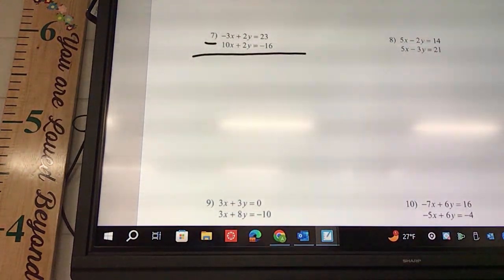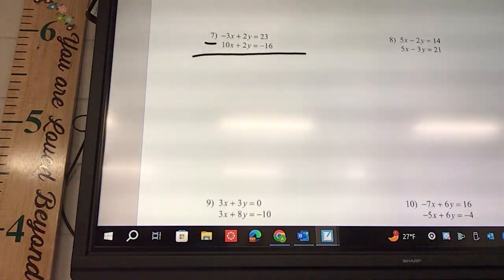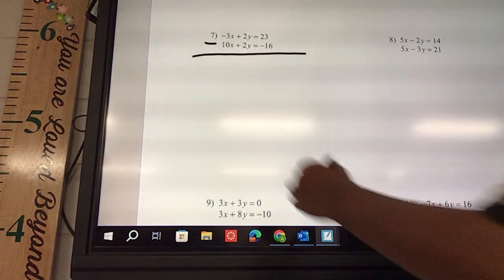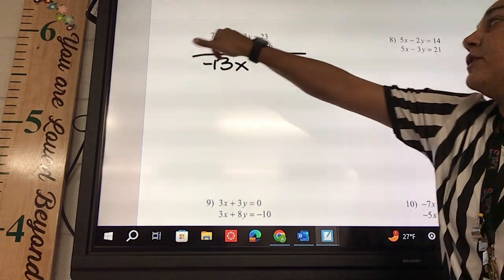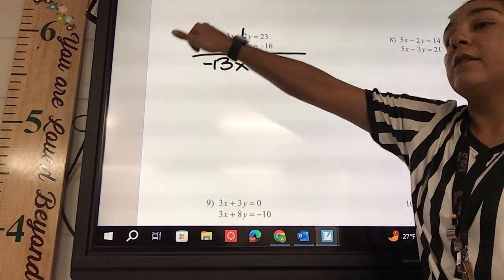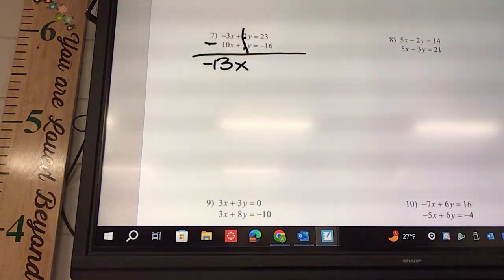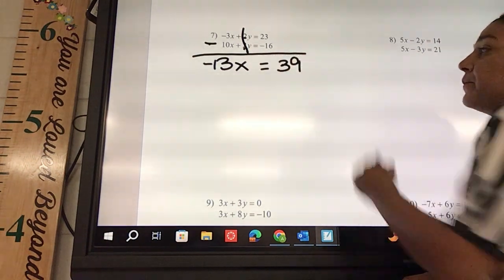And this is where when you're doing the subtraction ones, you really just need to do it on the calculator. -3 minus 10. What is -3 minus 10? -13. We have -13x. And again, you can check the y's. 2 minus 2 is going to be 0. They cancel. Okay, 23 minus -16. 39. Wouldn't it, if it's minus -16, be positive, so we'd be adding 16? Yep. So it'd be 39.